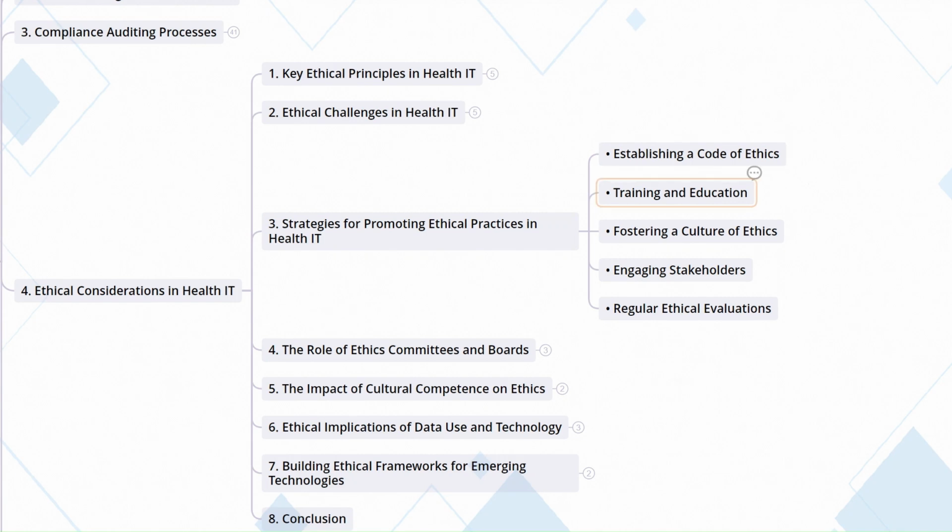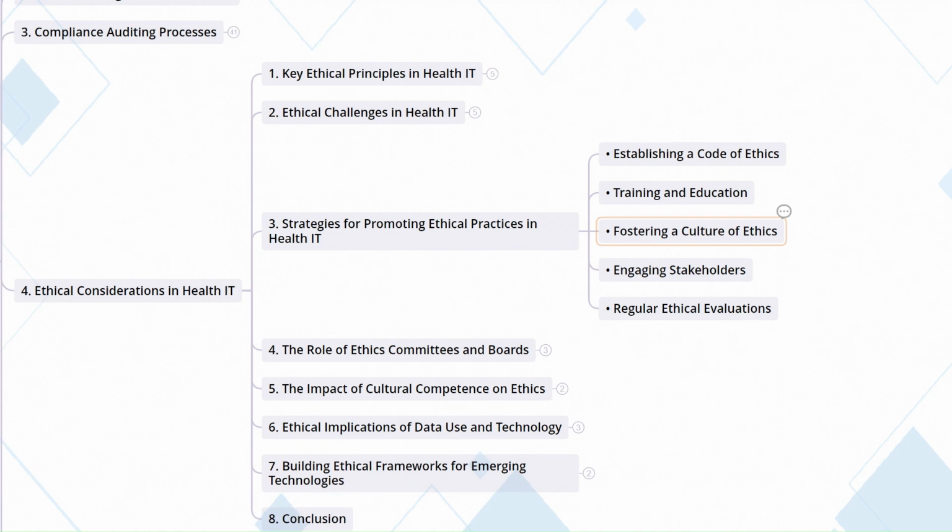Next, training and education. Regular training on ethical principles and practices should be provided to all staff members, ensuring they understand their responsibilities in protecting patient data and upholding ethical standards.